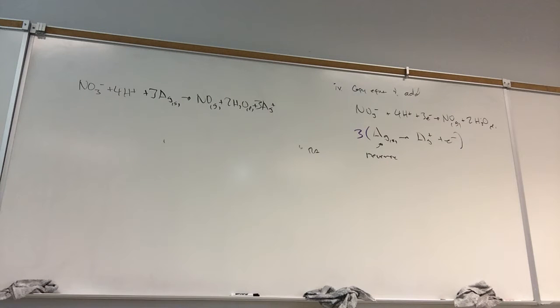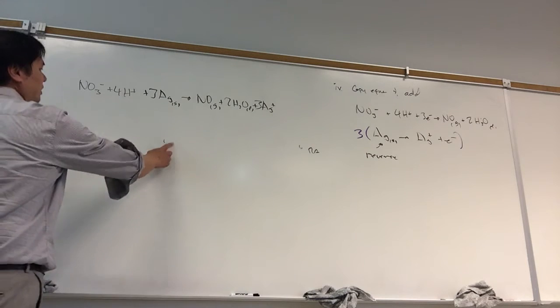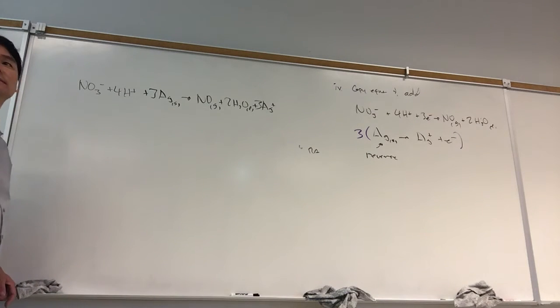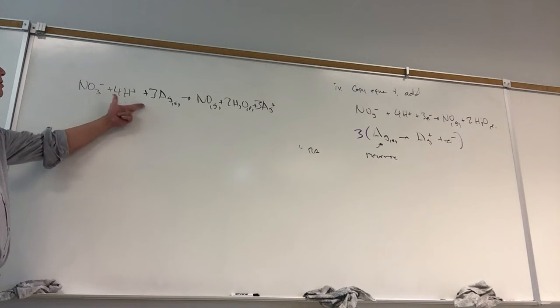Are we allowed free electrons in the net reaction? No. Right? If you're getting free electrons left over, then you've misadded it, or you need to go back and fix it. How should we check this? Is there a way to check this? We've got to make sure the atoms are balanced and the charges are balanced.